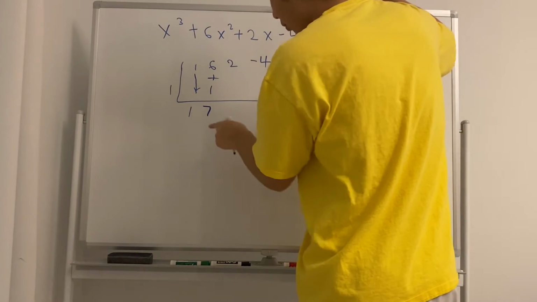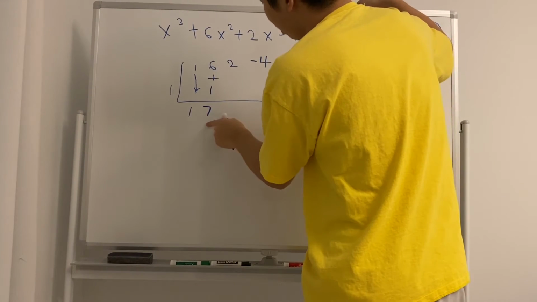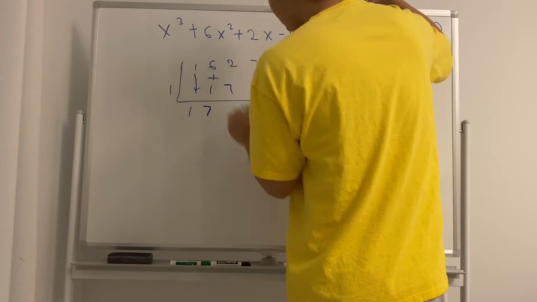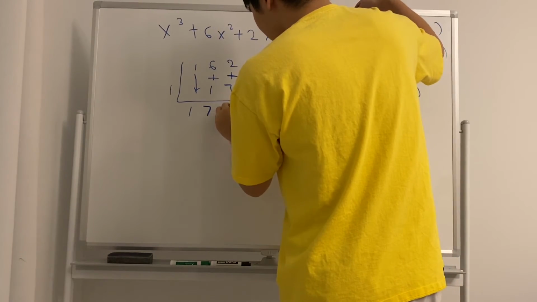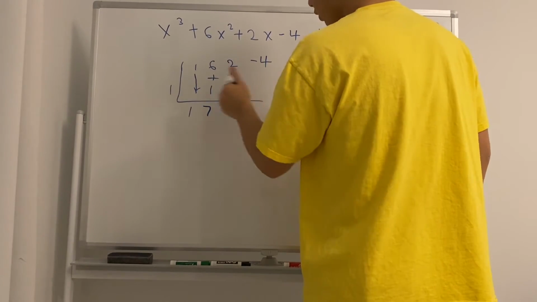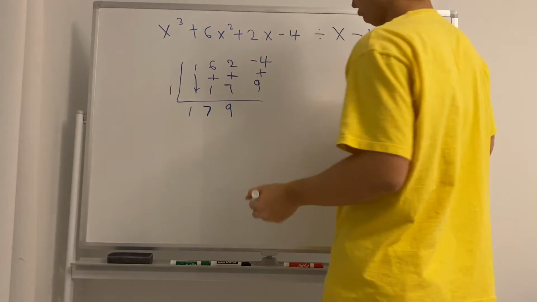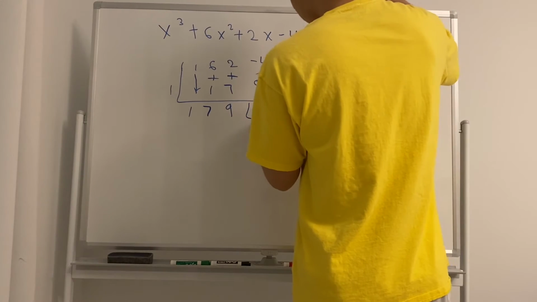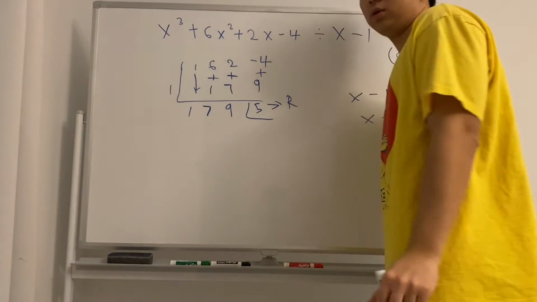Same thing: we multiply this number by the 1, and put that value to the top right of it. So 7 times 1 is just 7, we put the 7 here, and we add. 2 plus 7 is 9. Same thing now, 9 times 1 is 9, put that to the top right, and then we add: negative 4 plus 9 is 5. Now, it's important to note that the last number is the remainder. So 5 is the remainder.